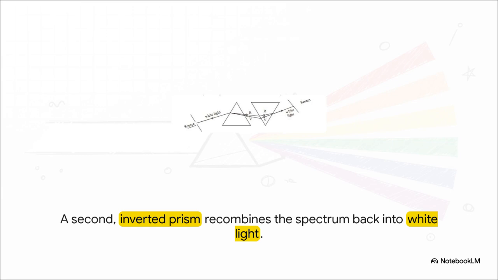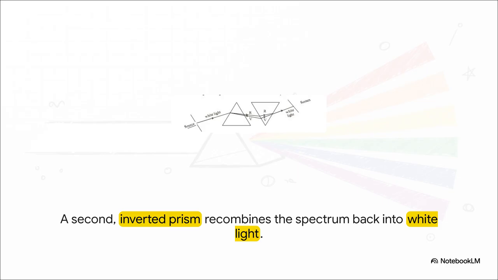But, Newton didn't just stop there. He was a brilliant scientist. So to really prove his theory, he asked a very clever question. If one prism can split white light into colors, can a second prism join them back together? So what he did was he placed another prism, but this time upside down, or inverted, right in the path of the spectrum. And guess what happened?